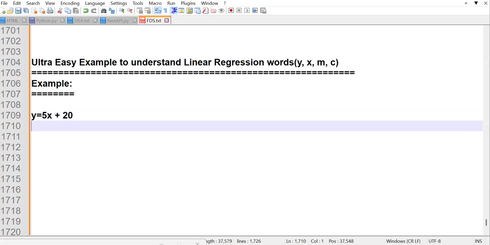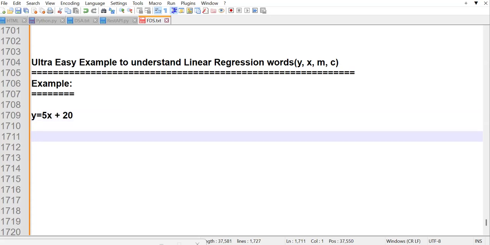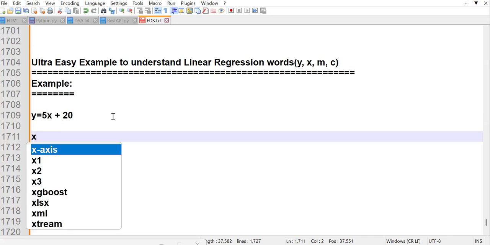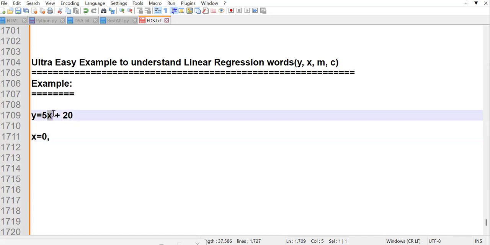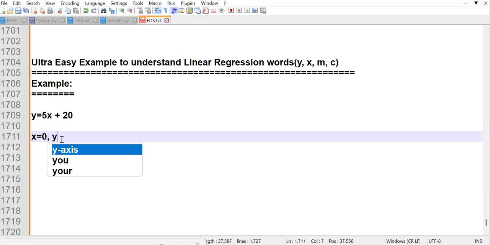So can you please tell me what is the initial y value? Let's suppose when x is 0, what is the y value? If x is 0, then 0 multiplied by 5 becomes 0, and 0 plus 20 is 20. So here the initial y value is 20. Are you guys understanding?